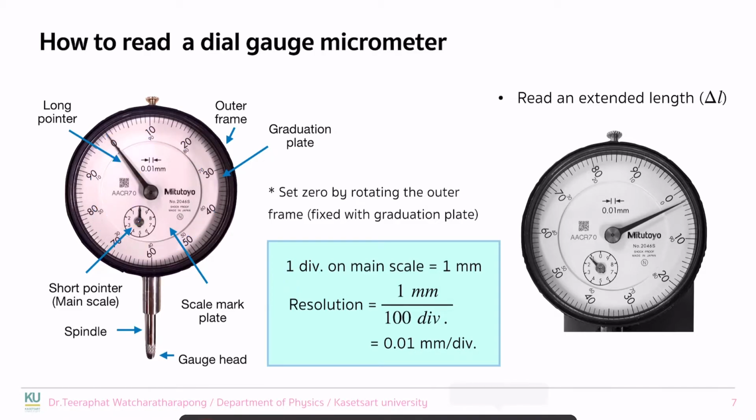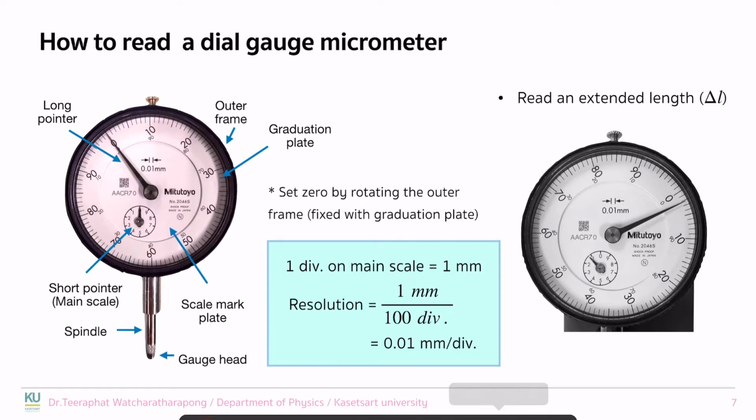And from this, we can find the resolution of the dial gauge. One division on the main scale is equal to 1 millimeter. So the resolution would be 1 millimeter divided by 100 divisions, and these 100 divisions are the divisions on the dial scale. So that means the resolution of this measuring tool is 0.01 millimeter per division.